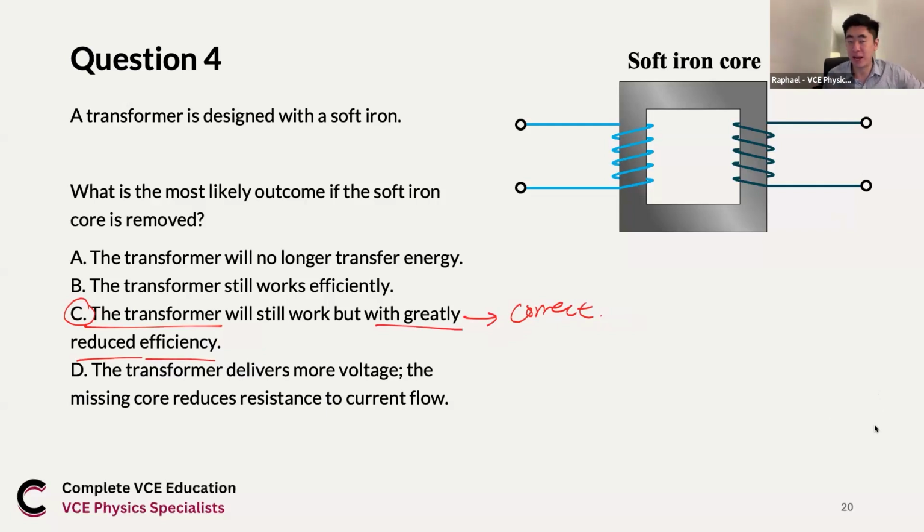To answer this one, you have to understand the purpose of the soft iron core. What is the soft iron core there for? Its main job, we'll write it down, is to amplify the B field, or the magnetic field. So imagine you've got this primary coil and the current is coming from the bottom, and it loops all the way up like this, and comes back up.